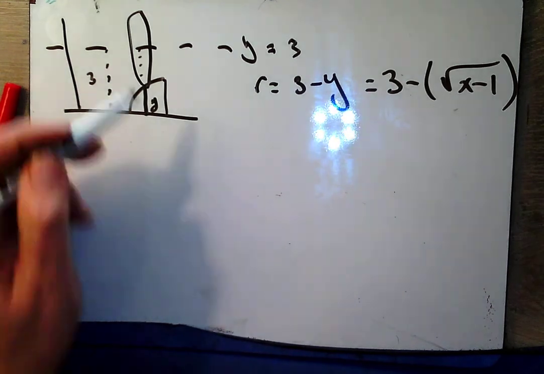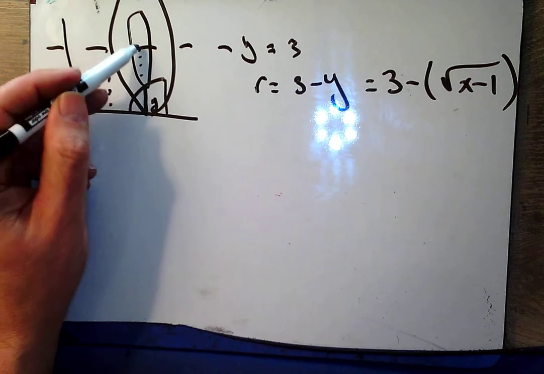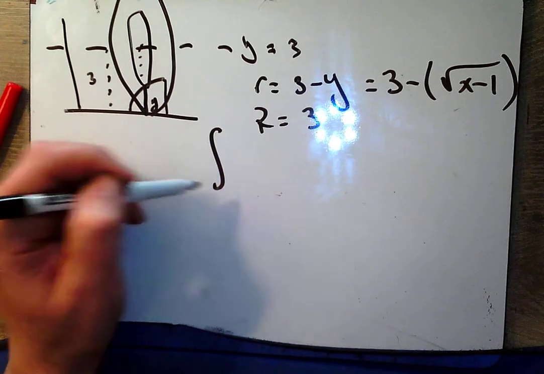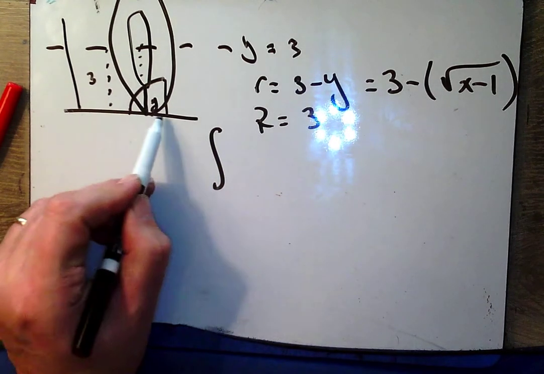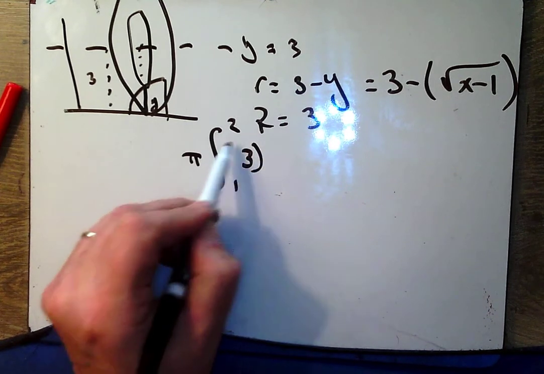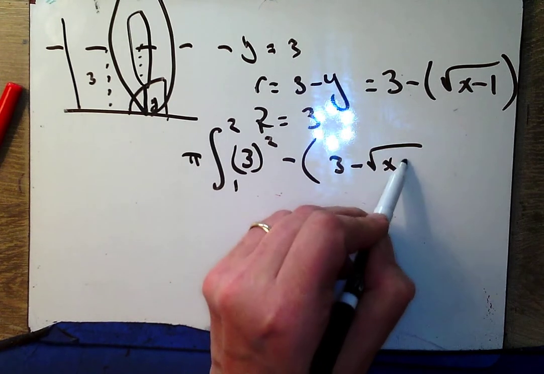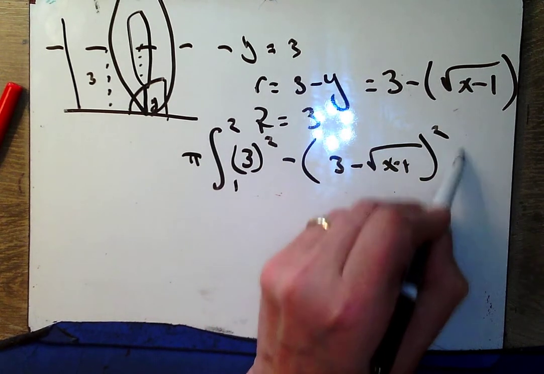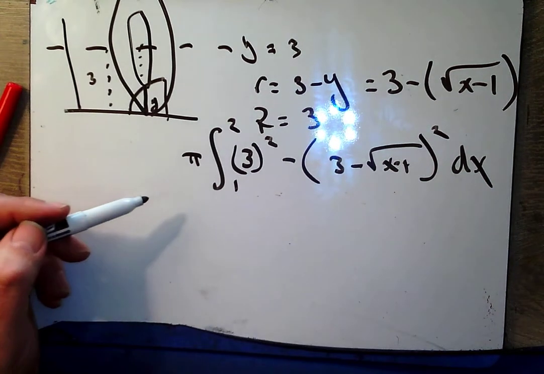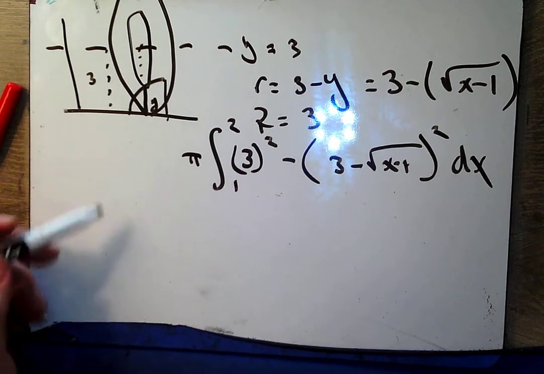Okay, and what about big R? Well, big R seems to be just a constant, top minus bottom. Big R is 3. So my integral, going from 1 to 2, would be pi big R squared minus little r squared dx. No, I'm not going to simplify it. It just says write up an integral. So what about the second one?